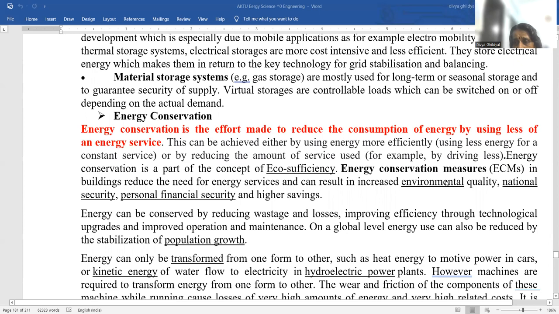So energy conservation methods in buildings reduce the need for energy services and can result in increased environmental quality, national security, personal financial security, and higher savings. The lesser you use the electricity at your residence, the lesser will be your electricity bill. This is what it is trying to say.